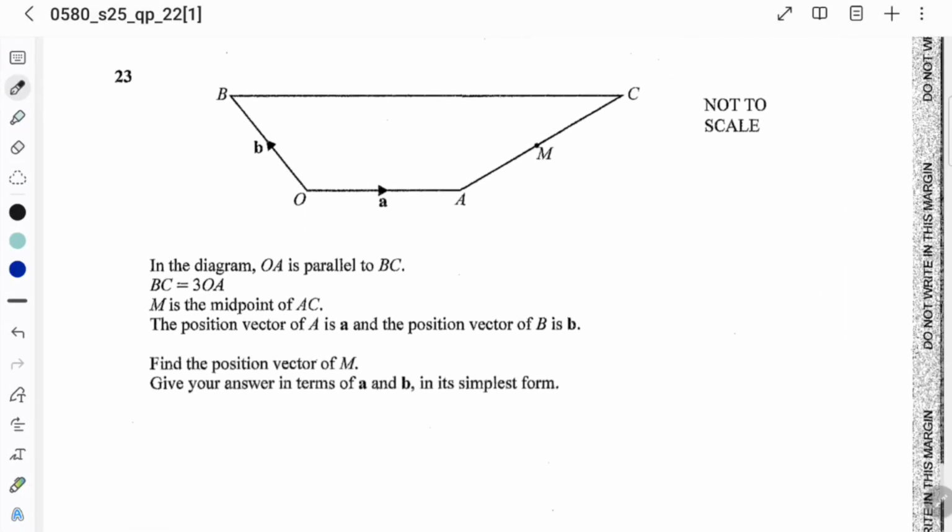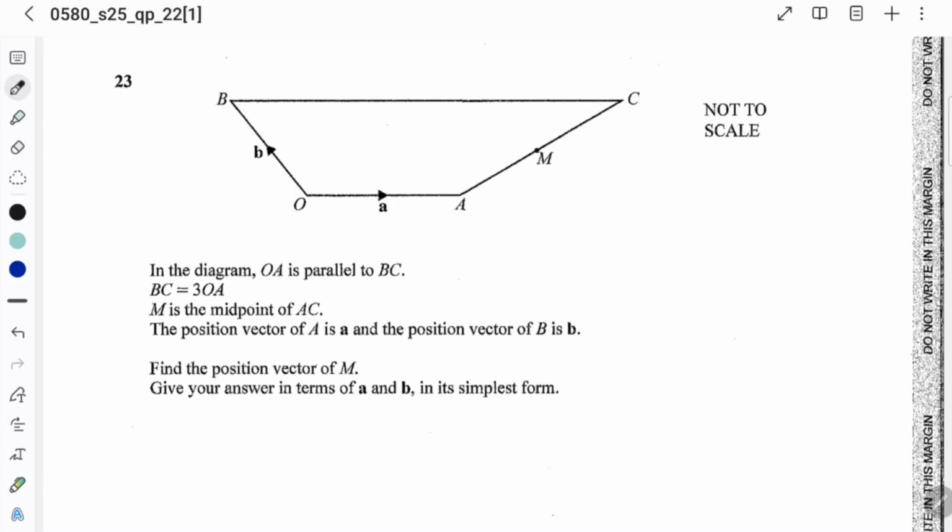Okay, question number 23. In the diagram, OA is parallel to BC. BC is 3 times OA. M is the midpoint of AC. The position vector of A is a, and the position vector of B is b. Find the position vector of M and give your answer in terms of a and b.